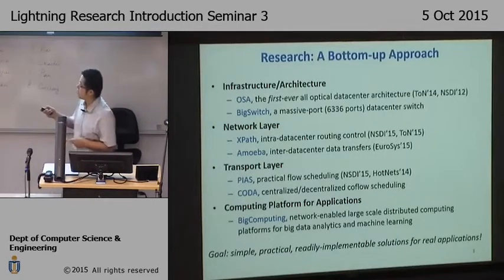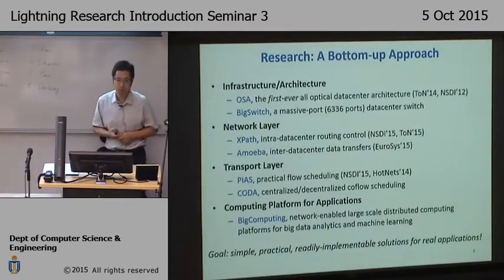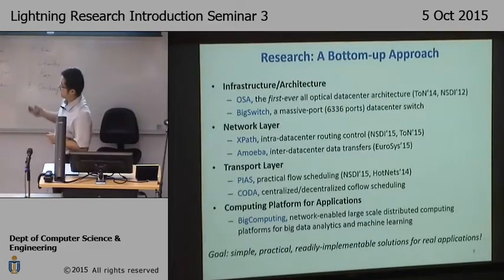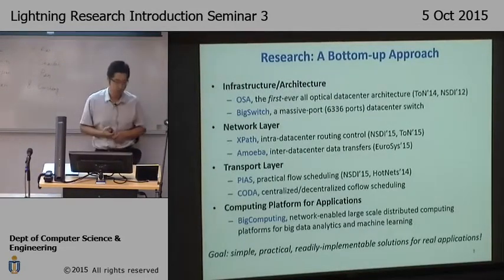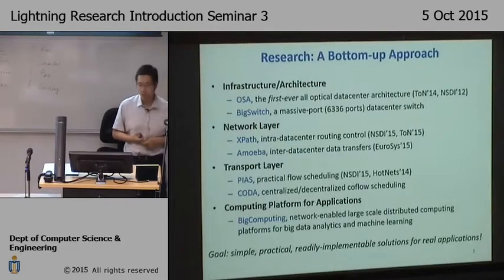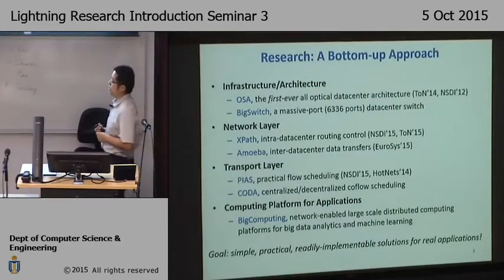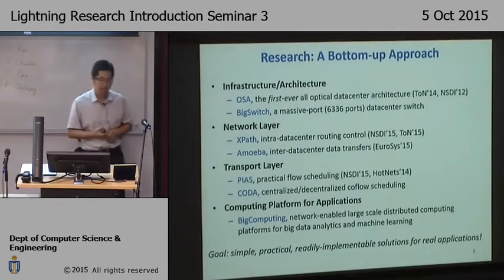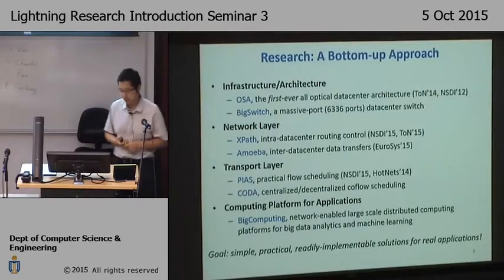And at the network layer, we work on both intra-data center routing, explicit routing control, and inter-data center big data transfers. And on the transport layer, our goal is to design ultra-low latency data center transport, which includes both flow level scheduling and co-flow level scheduling, taking into account application semantics.